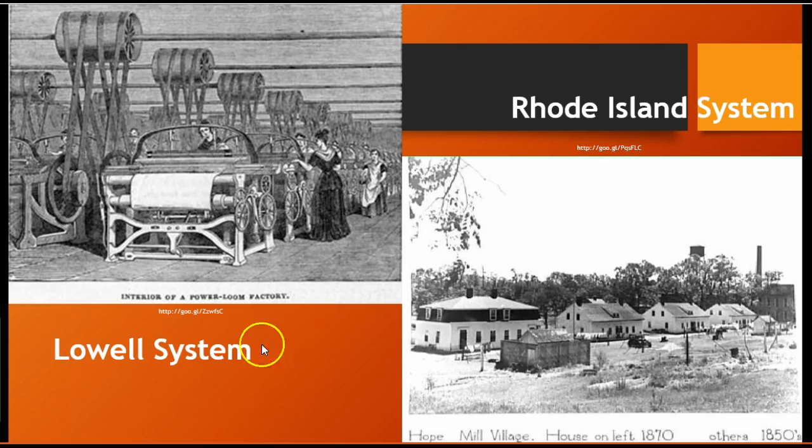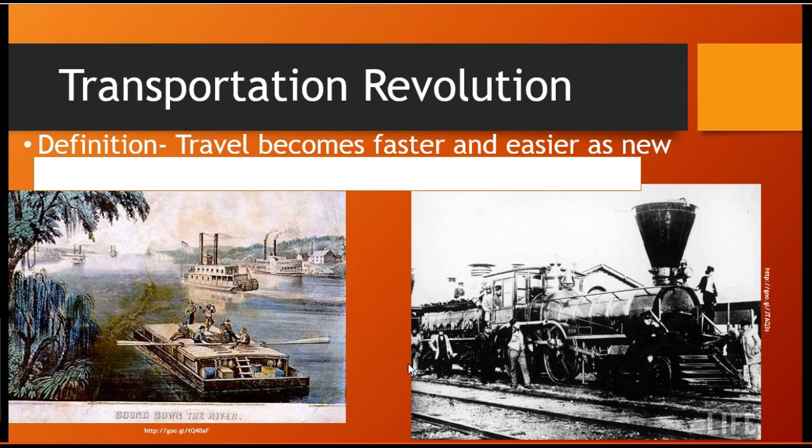Here's a couple of pictures of the systems. You see the women working here in the Lowell system on the left, and they are working in the factory. And then on the Rhode Island system on the right here, you can see a picture of what it might have looked like. You see in the background is probably the mill, and you have these different areas of housing that would have been, as I mentioned, dormitory style housing that you could have taken part in.